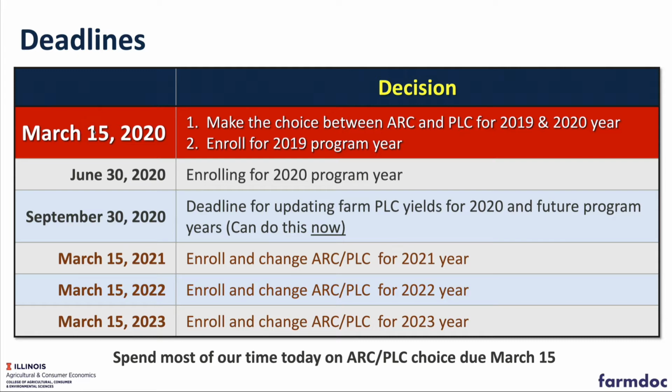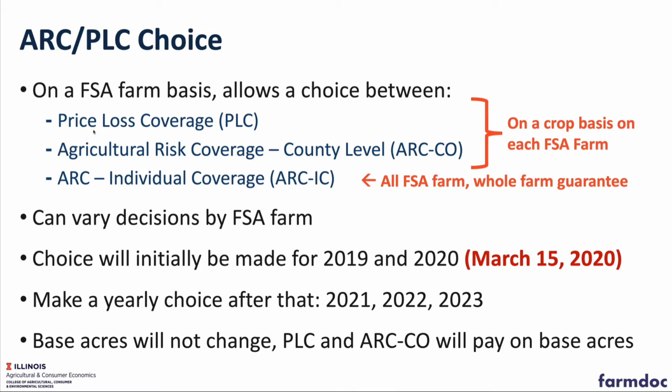So just let us go. Again, the choices you have: you will make a choice between price loss coverage and ARC County on an FSA farm by farm basis. You can have corn enrolled in PLC, soybeans in ARC, wheat in PLC or ARC. Those are FSA farms, and you can make different decisions by FSA farm.